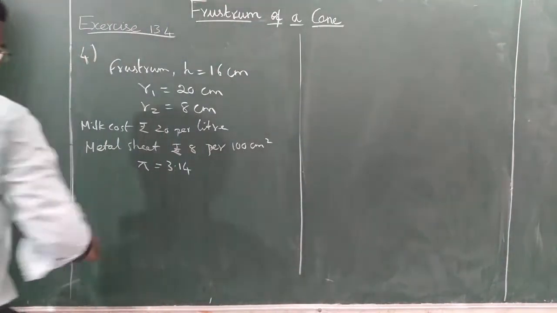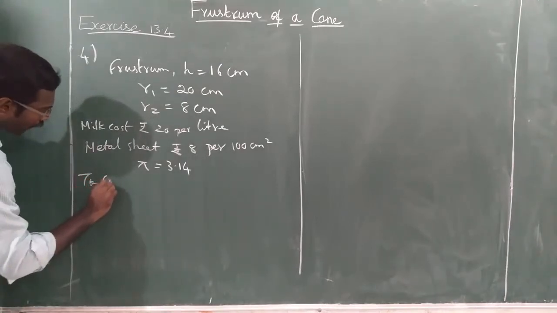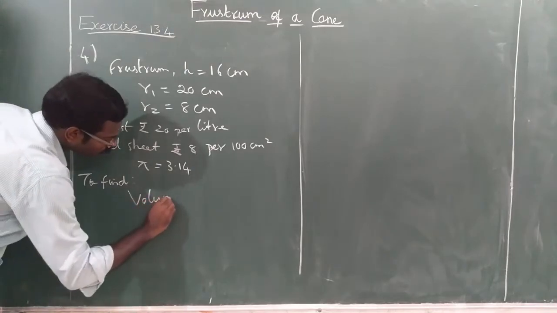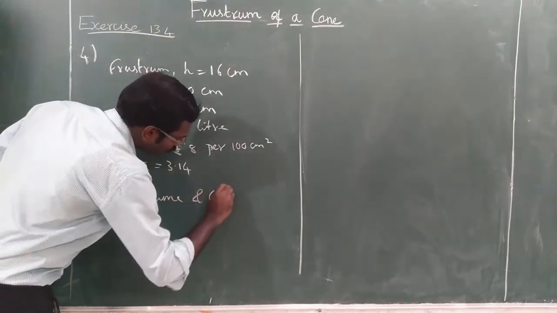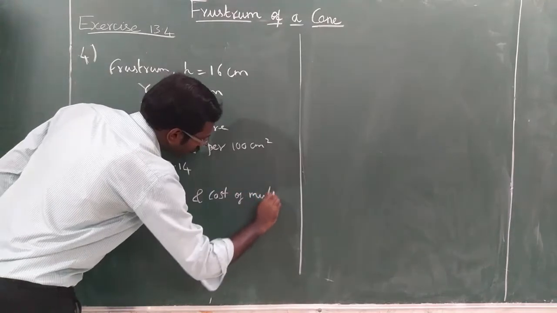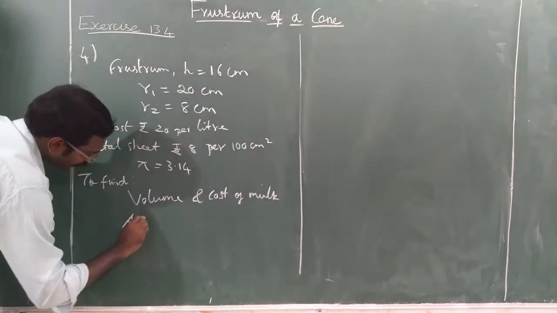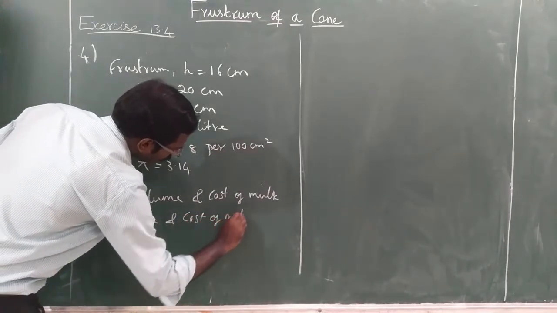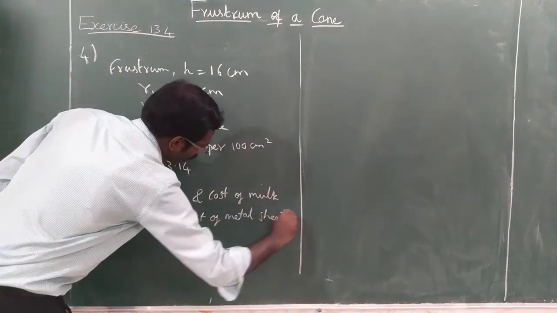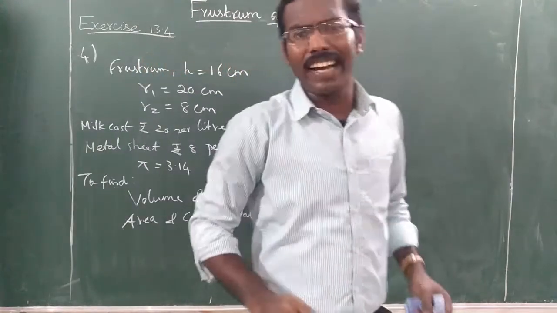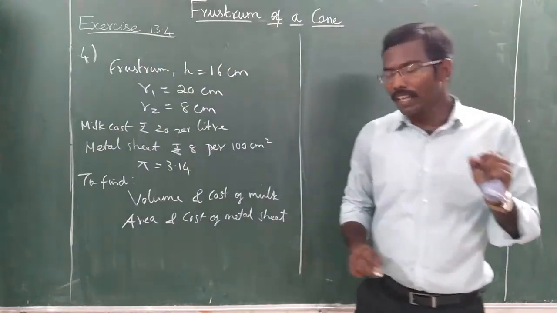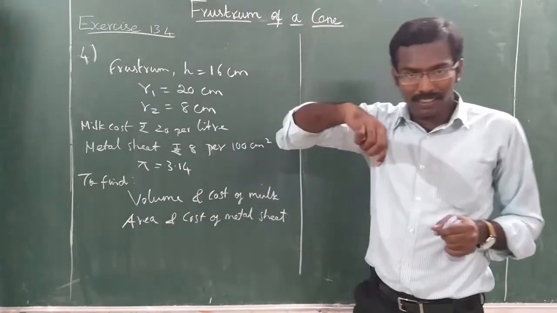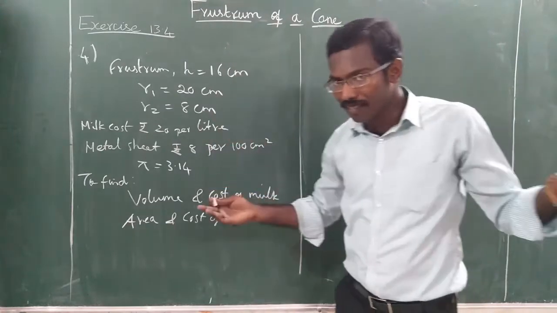So first what you have to find: first you have to find the volume and cost of milk. Then you have to find the area and cost of the metal sheet. They won't mention everything directly, you have to understand. The question mentions that the container is filled with milk, and you have to find the cost of the milk.